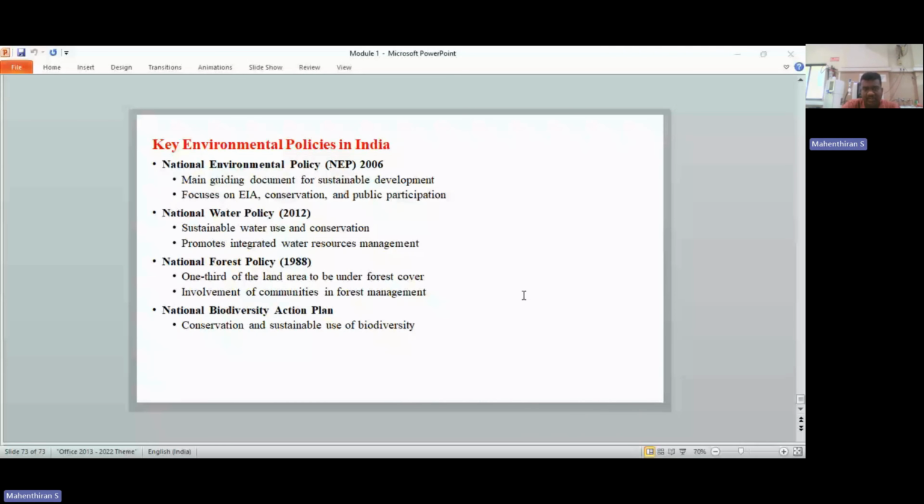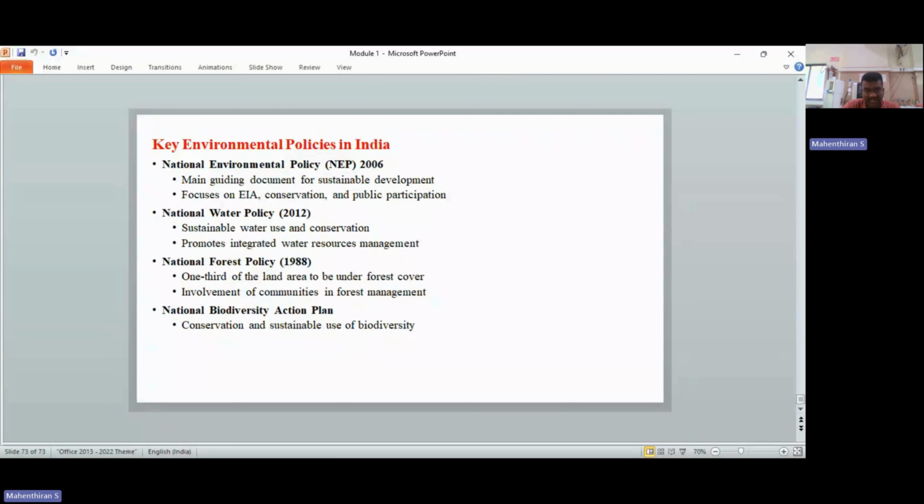Now let us look at the four key environmental policies of India. We start with the National Environmental Policy. This is the guiding document for sustainable development. It focuses on environmental impact assessment, conservation, and public participation.